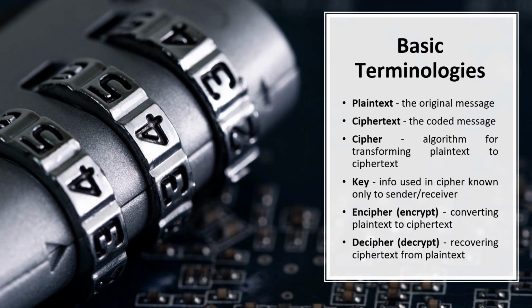Encipher is another name for encryption, converting my plain text to ciphertext, and decipher is recovering the plain text from the ciphertext. These are the basic terminologies we will be using throughout this subject. Plain text means the original message, ciphertext means the coded message, and cipher means the algorithm used for transforming the plain text to ciphertext. Key is the one used for encrypting and decrypting. Usually the sender side takes care of encryption, and the receiver side takes care of decryption. This is all about the basic terminologies we have to know before studying this subject in depth. So thank you. We will see the remaining algorithms in upcoming lectures.